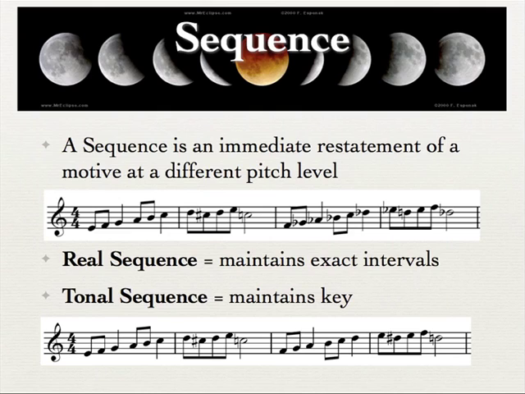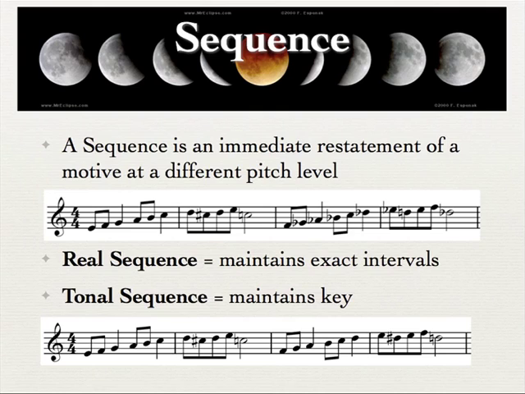So between the first and second note of this example, there's a half step. So when we do the sequence, the real sequence, starting in the third measure, between the F and the G flat, we have to go up a half step.